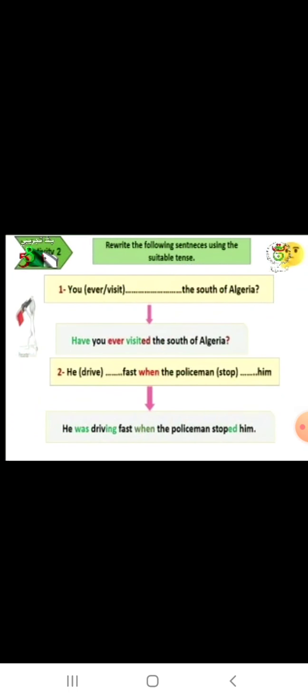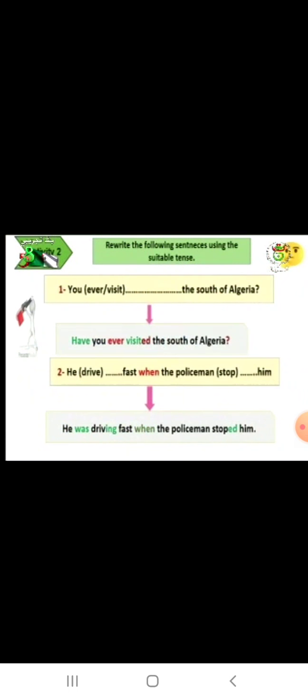Again, the next sentence, here we have he drive fast when the policeman stopped him. So here we have 2 actions. Here we have when. When we have a sentence which is composed of 2 sentences, here we have an action which is progressive and the interrupting action.